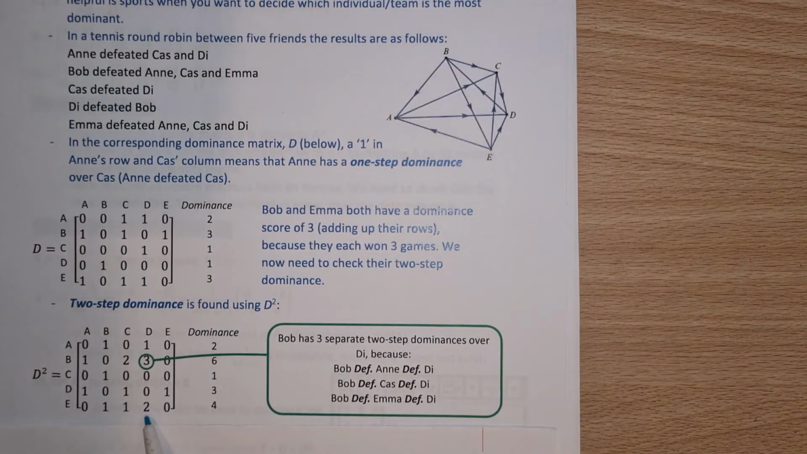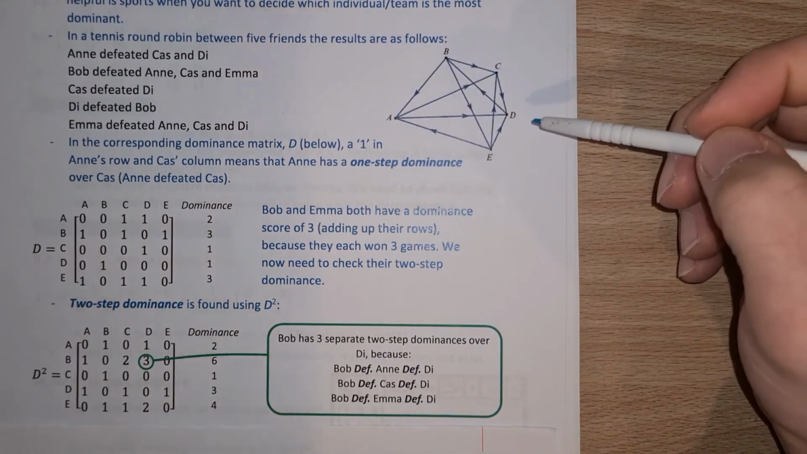So we've got D squared here, and we've got different dominances added up. Now, what these numbers are referring to, if we take this 3, for example, with Bob and D, what this 3 represents is that Bob has 3 separate 2-step dominances over D. The reason for this is because Bob defeated Anne, who defeated D. Bob defeated Cass, who defeated D. And Bob defeated Emma, who defeated D.